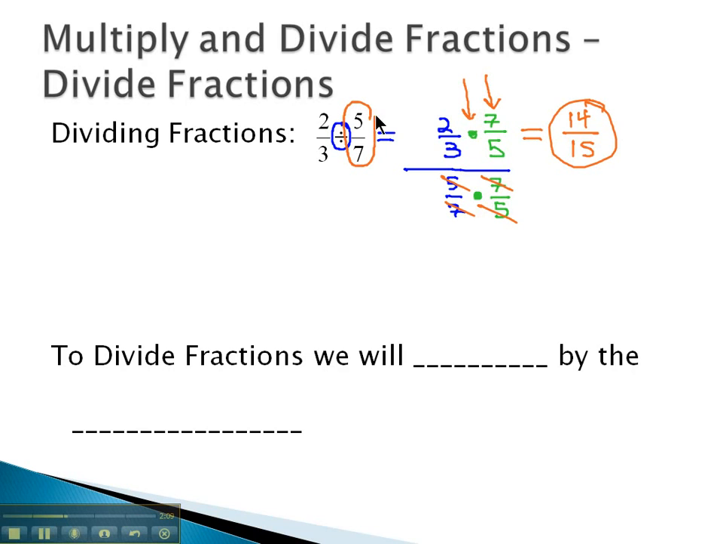We'll identify that second fraction, and to divide fractions, we will multiply by the reciprocal. So let's look at some examples where we divide fractions by multiplying by the reciprocal.